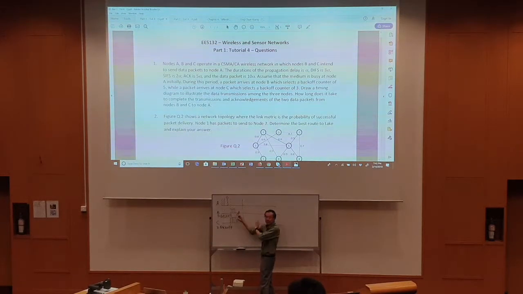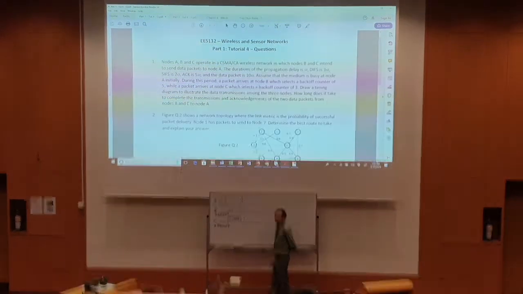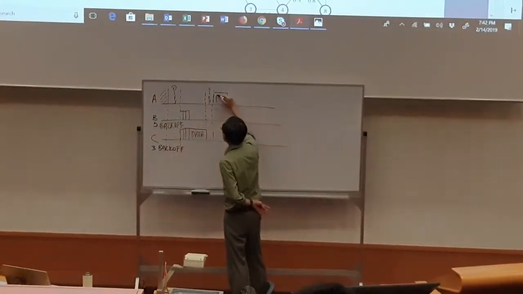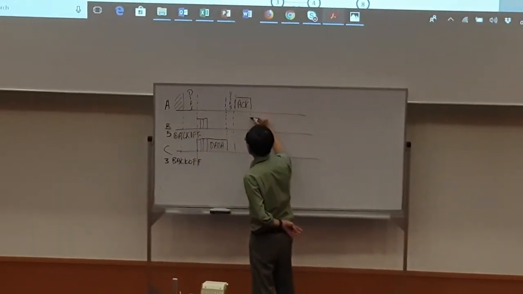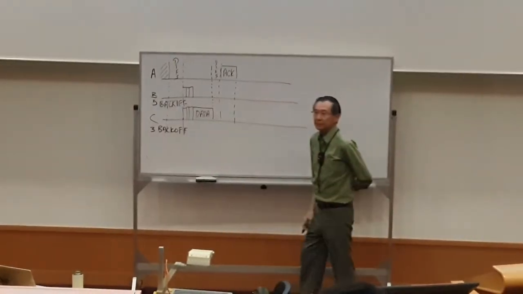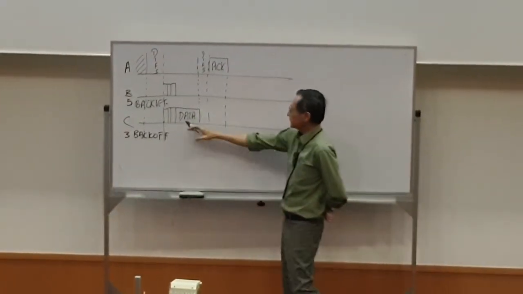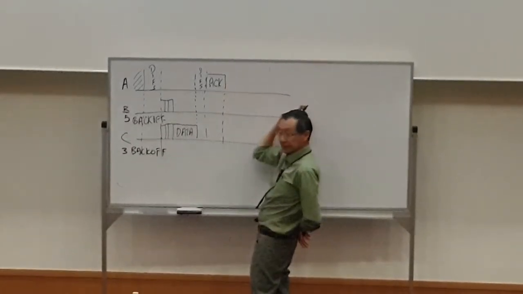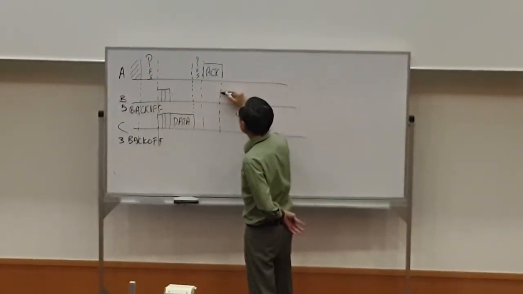Right now I have not put in the propagation delay yet. I'm assuming propagation delay is 0. Then you will have to wait SIFS. Then he sends the acknowledgement. So this one is all finished already. Now, after the acknowledgement, the channel is clear. So this one has 2 more backoffs to go.